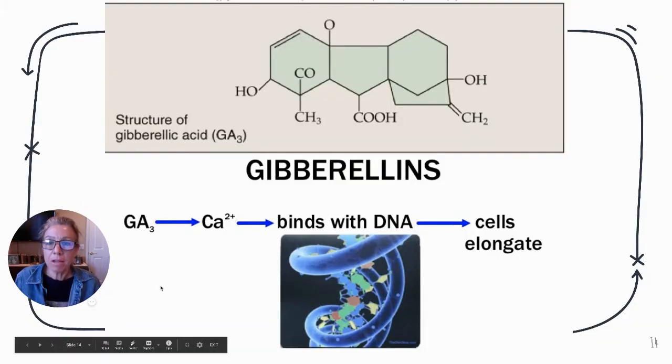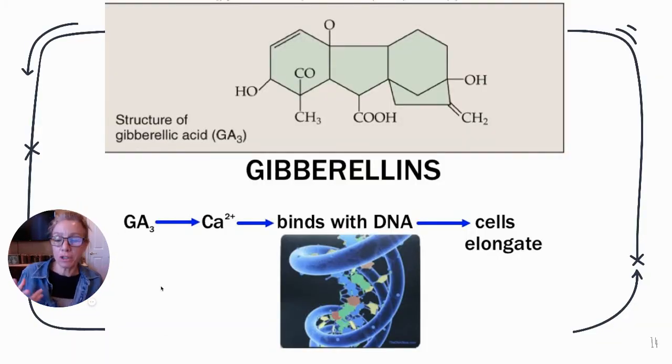Gibberellins. Gibberellins also facilitate growth, but in a different way. They're not using the acid growth hypothesis. They're binding with DNA to cause cells to elongate. Now, I want you to see something here. Look right here. This is gibberellins, and then look. Remember when we talked about second messengers? Here comes calcium again. So the basics: it causes cell elongation, and there are about 136 different types of gibberellins, so that's just like a class of hormones.